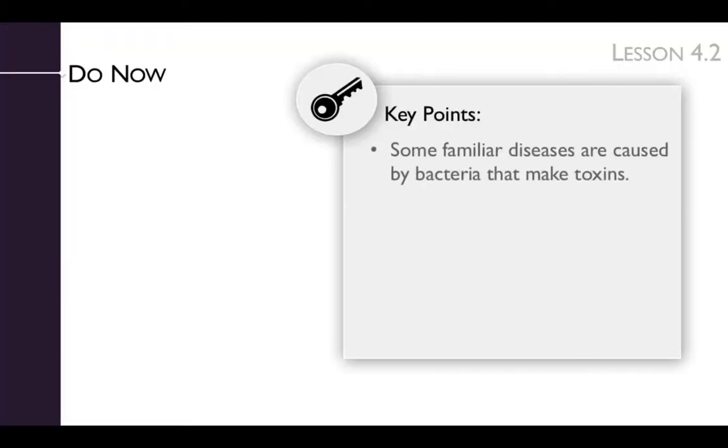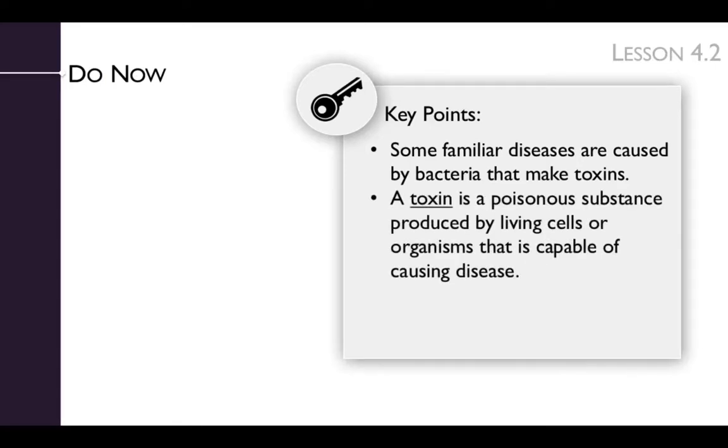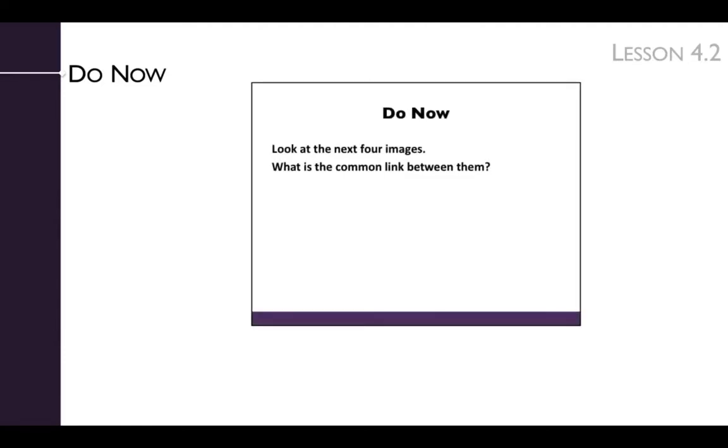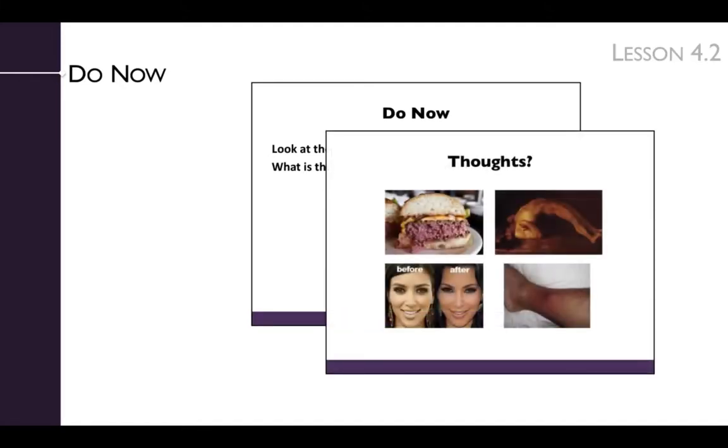The key points of the do now are that some familiar diseases are caused by bacteria that make toxins, and a toxin is a poisonous substance produced by living cells or organisms that is capable of causing disease. Toxins help bacteria gain access to nutrients in the host. The do now slide begins by having the students look for a pattern in 4 images. All of these images have toxins in common.